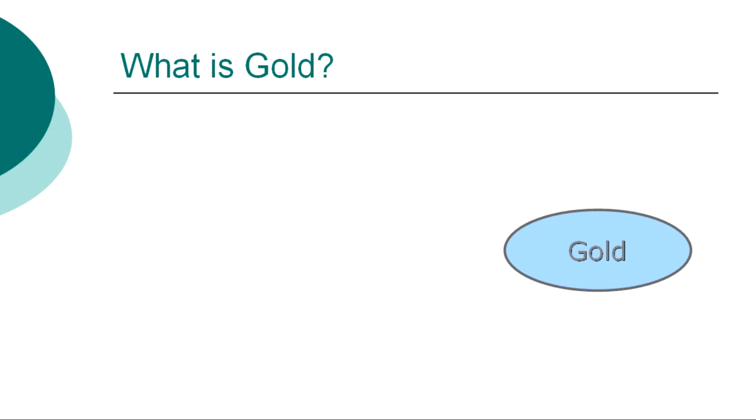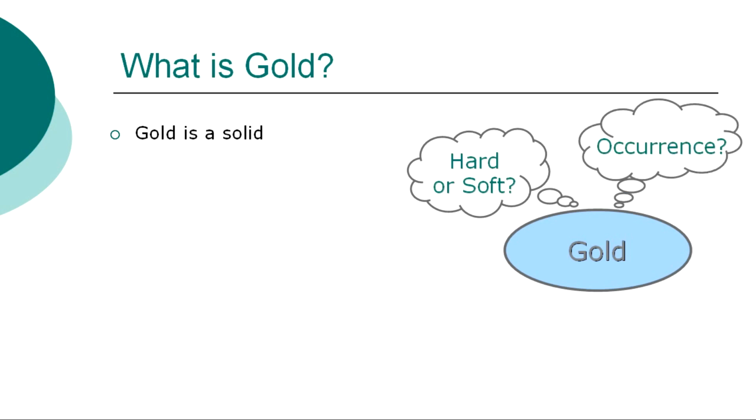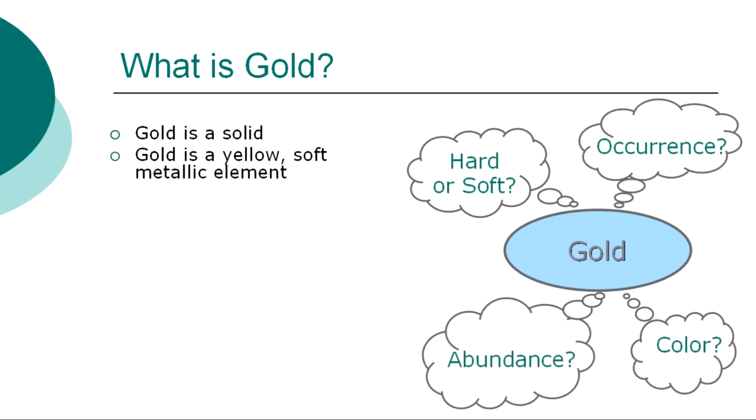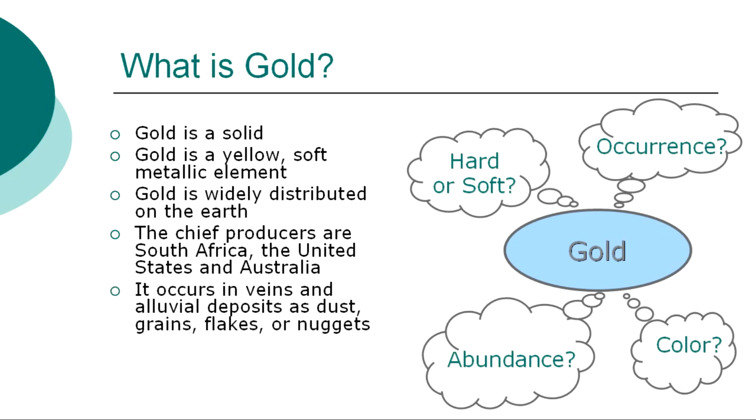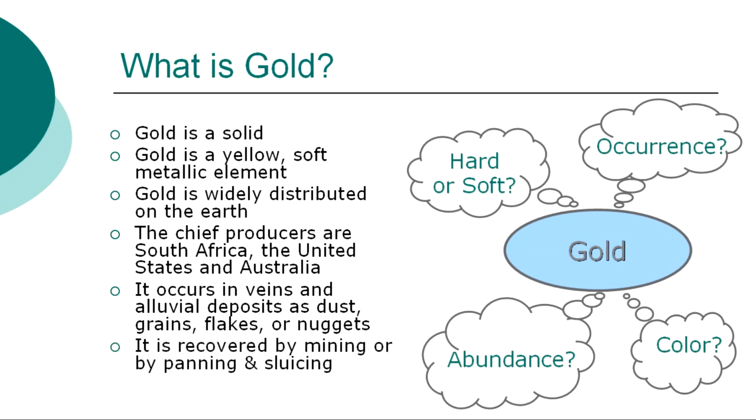What is gold? In a general overview of the element, we can at first describe gold as a solid. It is a yellow, soft, metallic element which is widely distributed on the Earth in the form of dust, grains, flakes, or nuggets. The chief producers are South Africa, the United States, and Australia. Gold occurs in veins and alluvial deposits and is recovered by mining or by panning and sluicing.